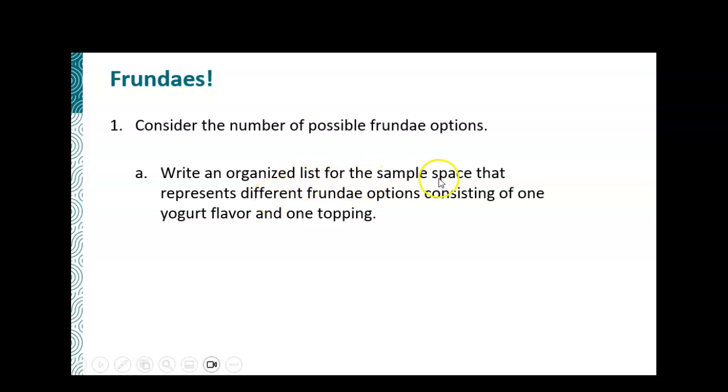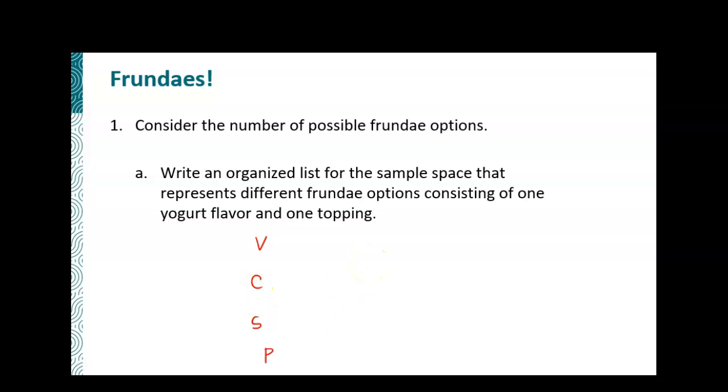Write an organized list for the sample space that represents different fronde options consisting of 1 yogurt and 1 topping. I know we already did a tree diagram, but we're going to do another one today so you don't forget what we've already learned. I'm going to do my tree diagram to the right. So first are the 4 yogurts: vanilla, chocolate, strawberry, and peach. It's frozen yogurt.